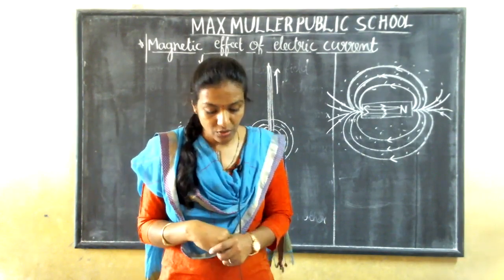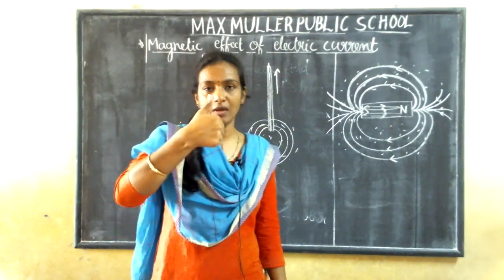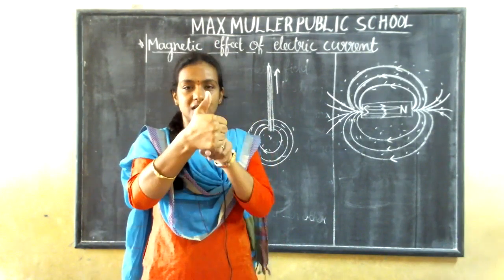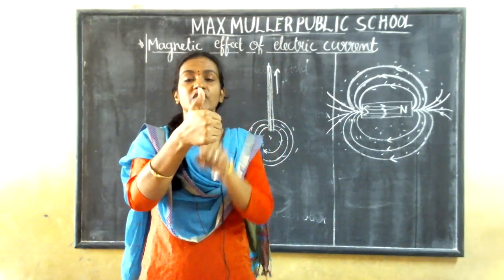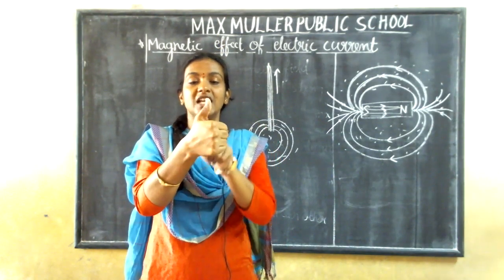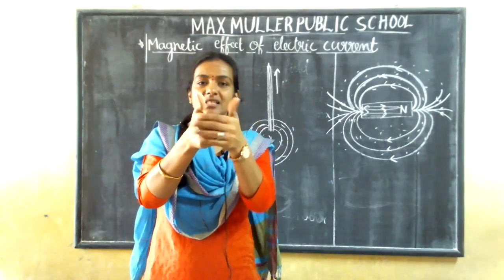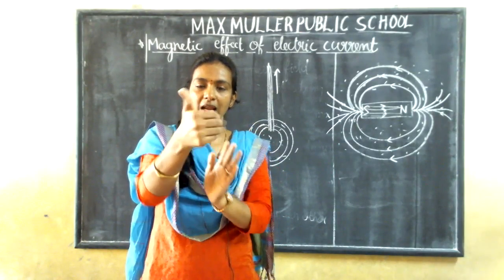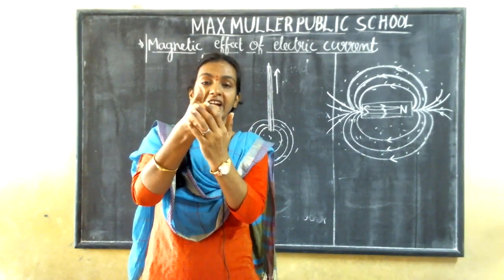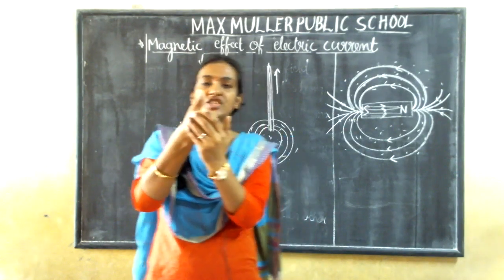What you need to do here is use your right hand. Don't go for the left hand, guys, it is the opposite. Here the thumb shows the direction of the current. The direction of the current is like this. What do the folded fingers show? They show the direction of the magnetic field lines.